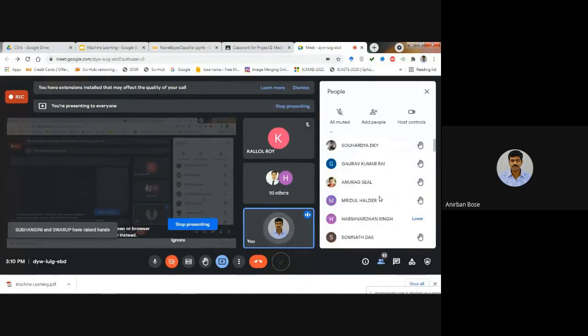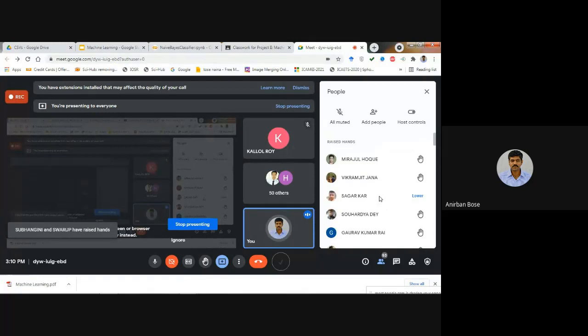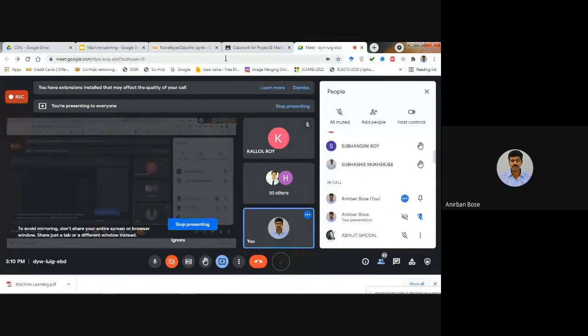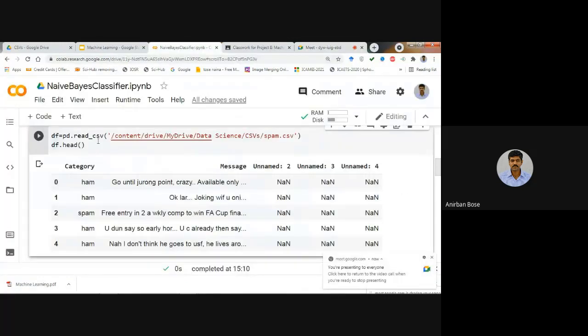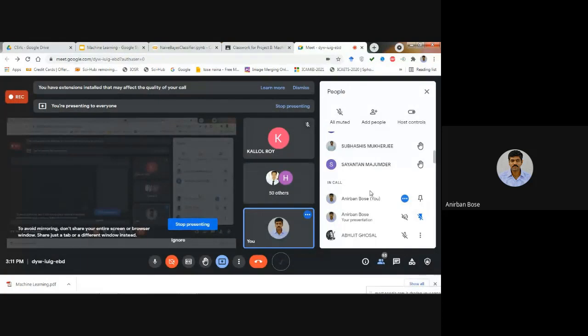You mount your drive, after that import pandas, and then pd.read_csv to load the spam file in the notebook.